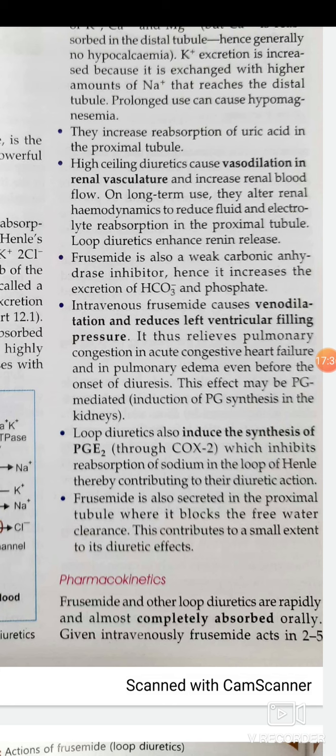Furosemide is also secreted in the proximal tubule where it blocks the free water clearance, and this contributes to a small extent to diuretic action.